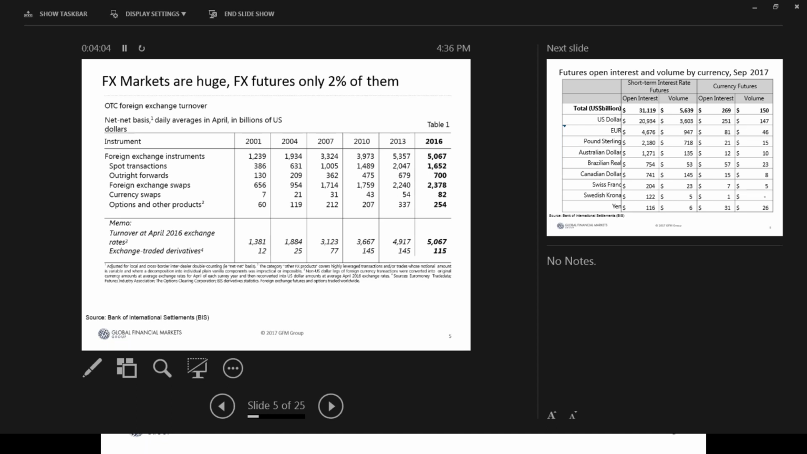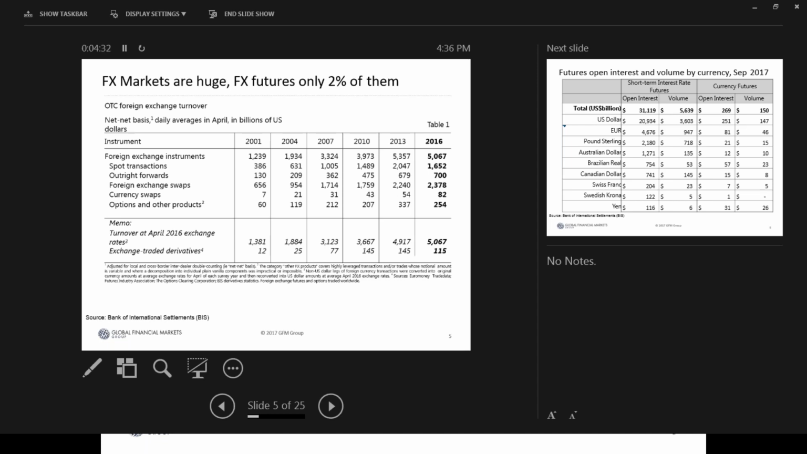This first slide shows what the overall daily trading volume is of different foreign exchange instruments. Since 2001, it has grown from $1.2 trillion a day to, in 2016, foreign exchange markets trading $5 trillion US per day in daily volume. Very few asset classes of any other kind, whether you're talking about bond markets or stock markets, have anywhere near that volume.